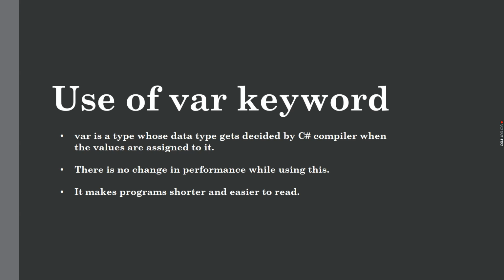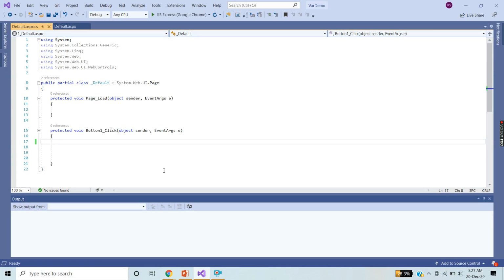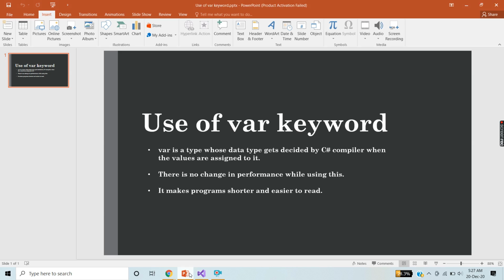If you understood it, that is okay, but we should also give a practical for this line. Suppose I have created this empty website using the .NET framework. It's just a button click. I have taken a button and clicked it so that it created this event. Now go back and see that line: var is a type whose data type gets decided by the C# compiler when the values are assigned to it.